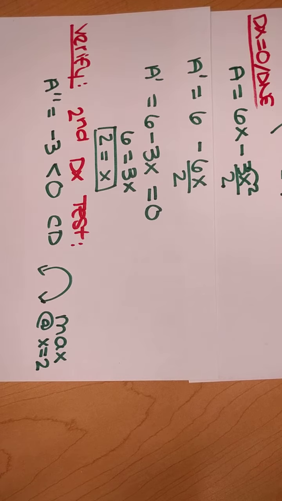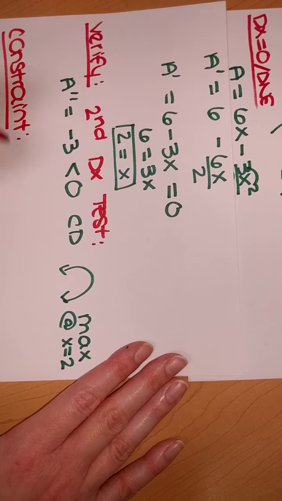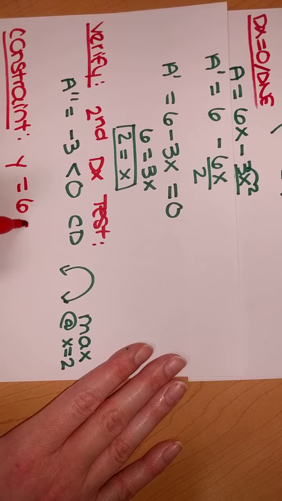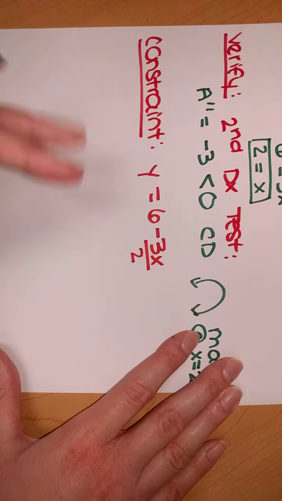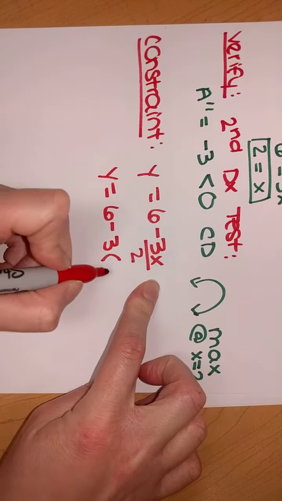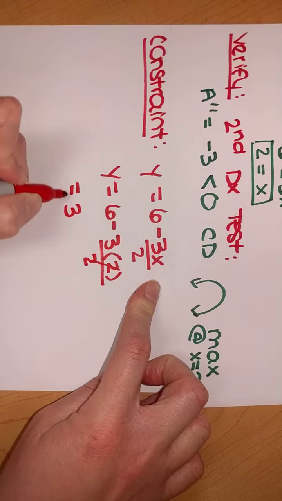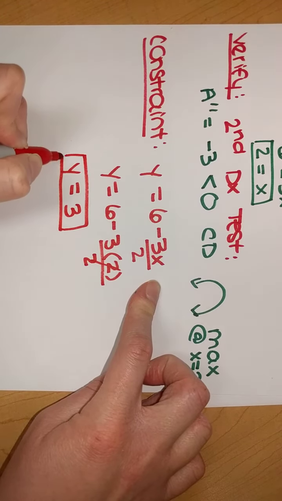Now, we need to actually find the area. I believe in this question they say find the area of the largest rectangle. So we're going to go back to our constraint, and our constraint was y equals 6 minus 3x over 2. We're going to use that solved constraint to find the y coordinate. So we'll have 6 minus 3 times the x value, 2, over 2. So these 2's cancel, and you get y equals 3.